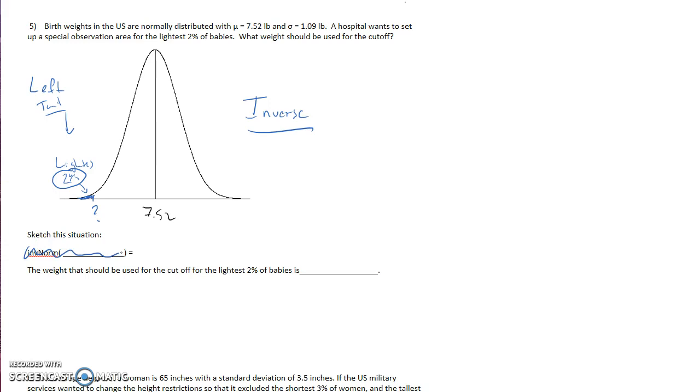So again, let's not worry about this. That number right there would be 5.28. We know that value now. So the weight that should be used for the cutoff for the lightest 2% of babies is 5.28 pounds.